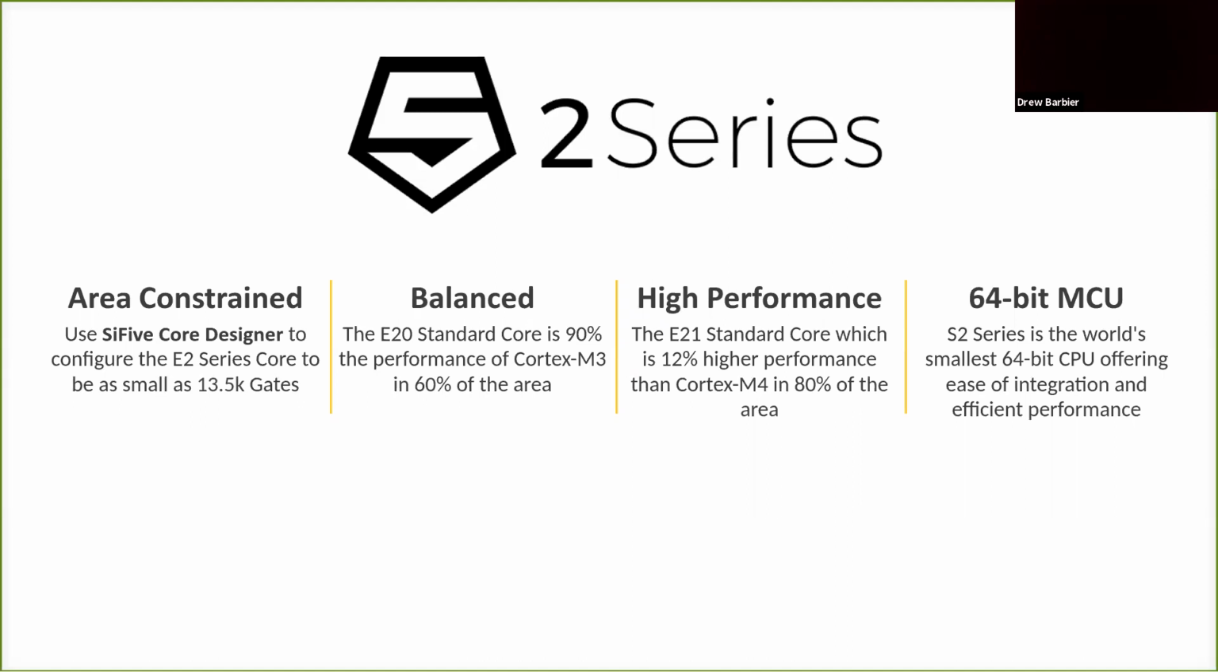And then we have high performance implementations like the E21, which is higher performance than a Cortex-M4, though in less area. And then completely unique offerings such as the S2 and the 64-bit S21. These are the smallest 64-bit CPU offering in our portfolio, and really give ease of integration into larger SoC systems. And I'll talk about all of these over the course of the webinar.